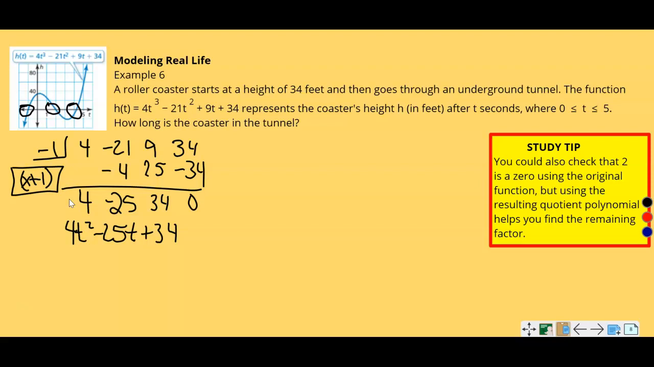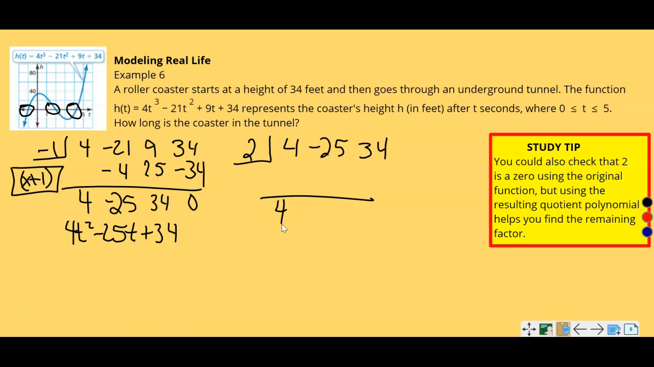All right, we also can see here that it crosses at 2, or at least it appears to cross at 2. So let's do the same thing, except now we're going to use 2. And then we're going to use this function here instead of the original function. Now, as you can see, the study tip, you can use the original function, but if we use this one, it'll be just a little bit shorter. So bring our coefficients over: 4, -25, and 34.